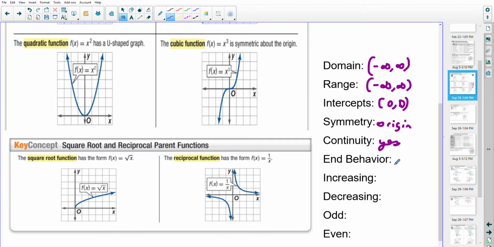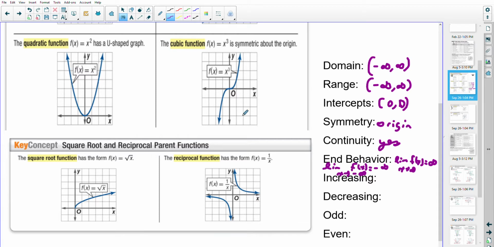End behavior, that's left end behavior and right end behavior. As you go to the left, as x's become smaller, you have the limit as x goes to negative infinity of f of x, and that answer is going to be negative infinity. And going to the right, the limit as x goes to positive infinity of f of x is going to be positive infinity, because in this graph f of x goes to positive infinity.